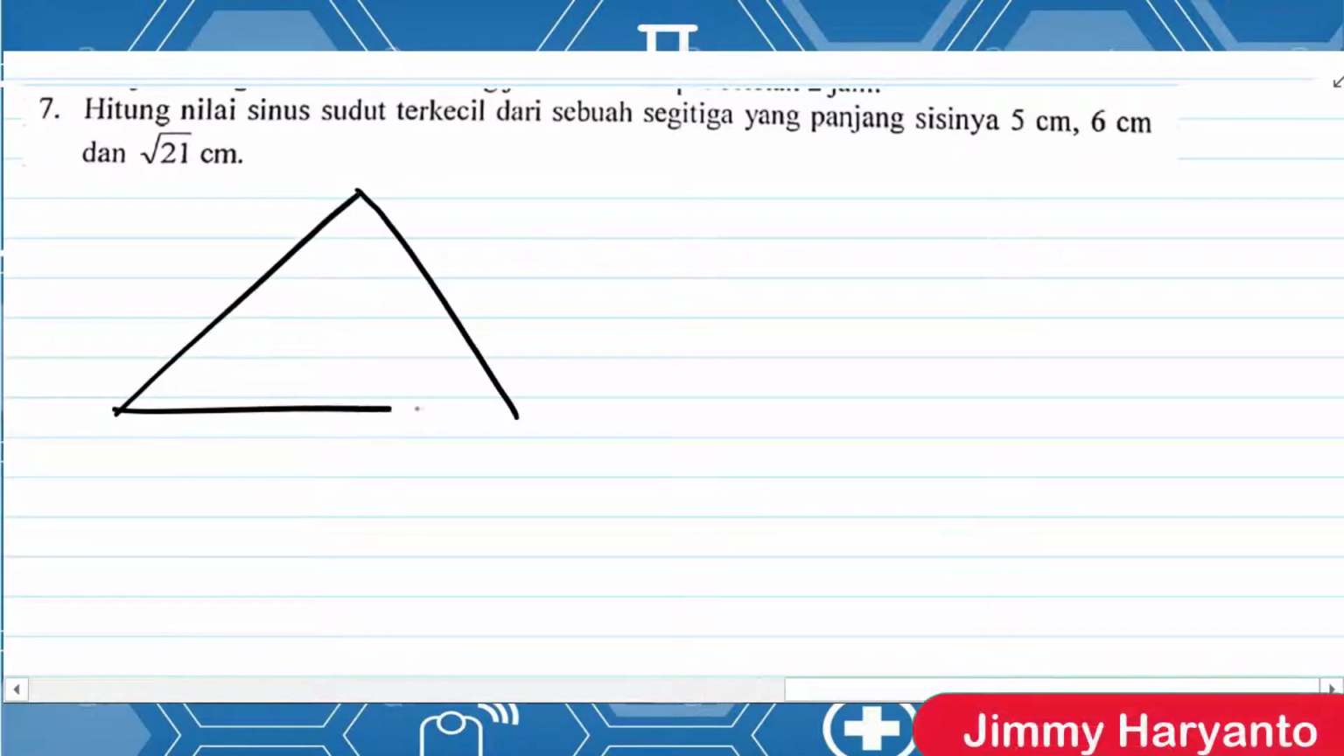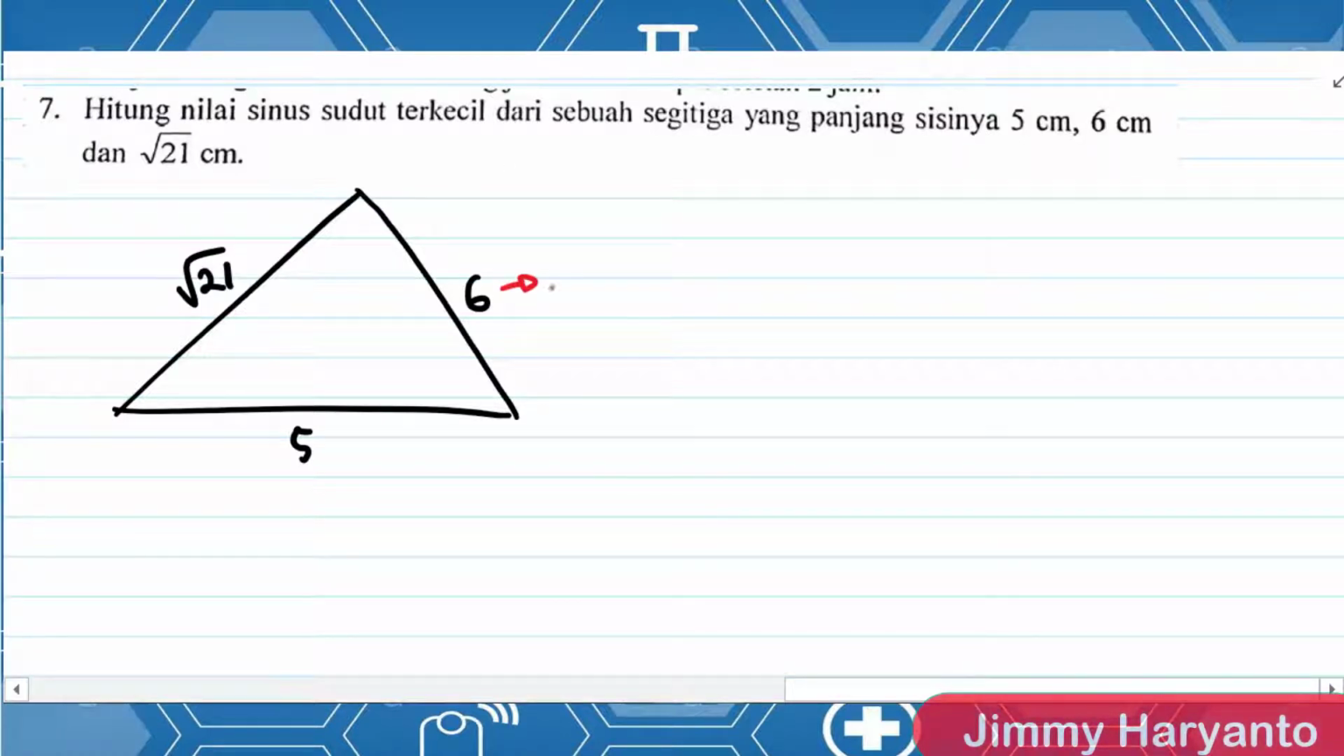Now we have a triangle. There are no names for the triangle. The sides are 5, 6, and square root of 21. So, sine of the smallest angle. I have a trick for this one. The smallest angle is opposite the shortest side. So we have to know which one is the shortest side.